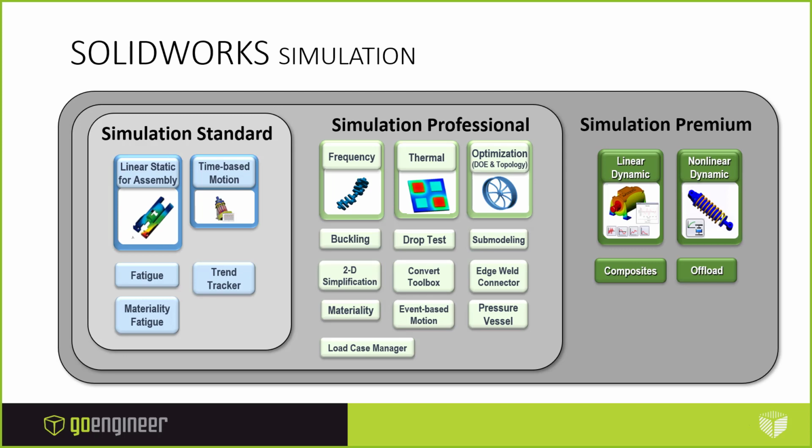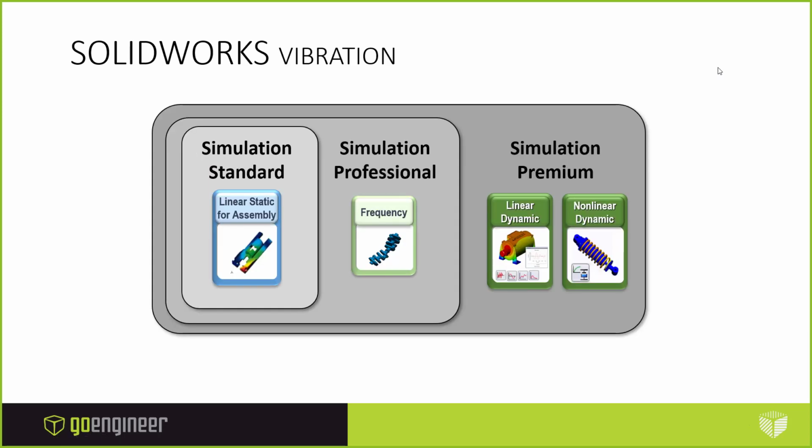To start with, the SOLIDWORKS Simulation suite of tools shown here: Simulation Standard, Sim Pro, and Sim Premium. I've highlighted the core utilities inside of each package. The ones we'll be focusing on in this presentation are the ones related more to the vibration side of things, particularly the frequency and the dynamic studies that are available in Sim Premium. You might wonder why I have linear static included in this list. Well, we can still use this tool to help us solve for some vibration problems.